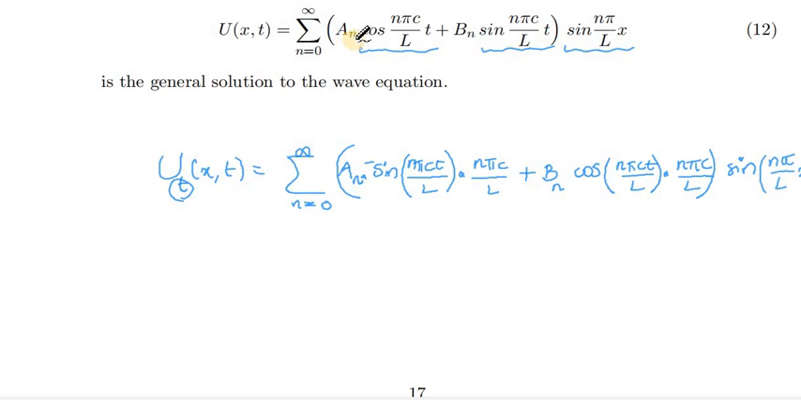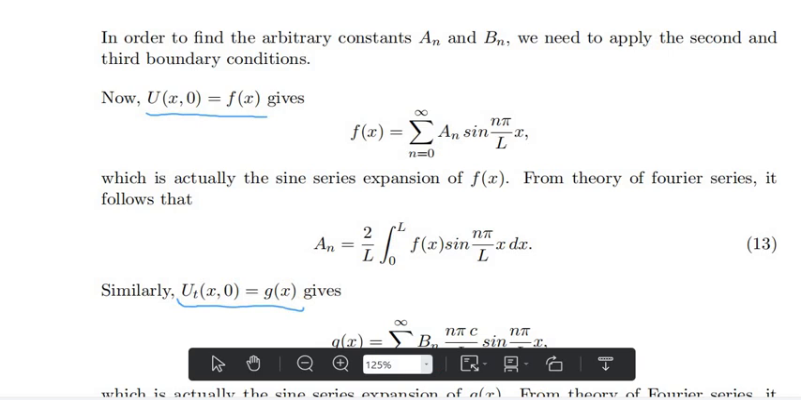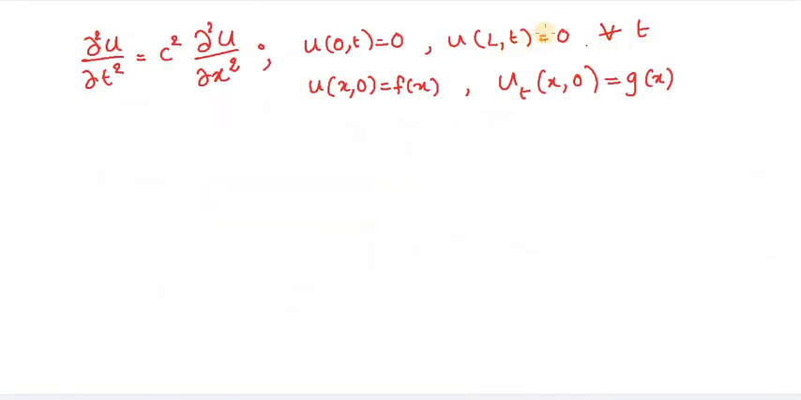Now our aim is to find what is a_n and b_n, and for that we can use the information that the initial position is f(x) and initial velocity is g(x). Now to find the constants a_n and b_n, we put the two conditions, that is u(x,0) = f(x) and u_t(x,0) = g(x). The wave equation was having four conditions. These first two were used for finding the general solution. Now we are left with these two conditions, and these two will be giving you a_n and b_n.